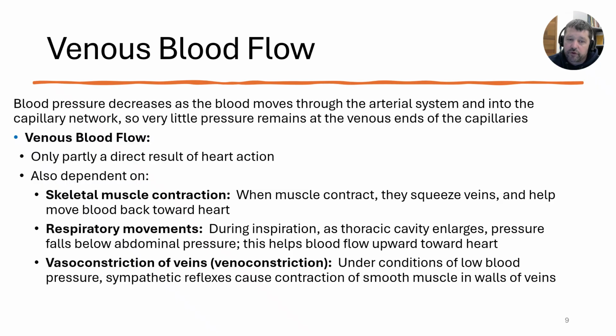Respiratory movement: blood that's in veins near the respiratory cavities, that pressure change will force the blood towards the heart. Vasoconstriction in the veins: often in regions that are associated with smooth muscle, like your digestive tract, the smooth muscle will contract and force blood back towards the heart. The one that we often talk about and are most concerned with is the skeletal muscle contraction.